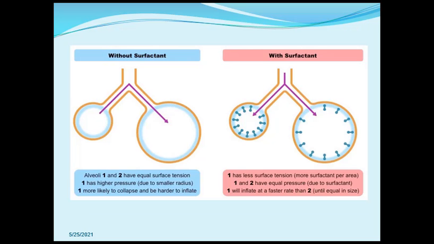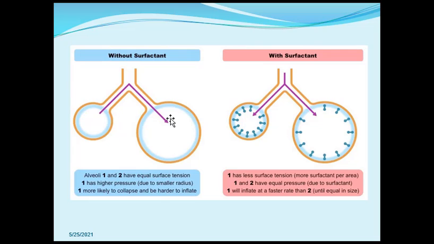Now, going back to the illustration, this has no surfactant. Alveoli 1 and 2 have equal surface tension. According to Laplace's law, they have the same surface tension. However, the radii are different. If we have 2T divided by a small radius, that means there's a higher pressure present in the smaller alveoli.